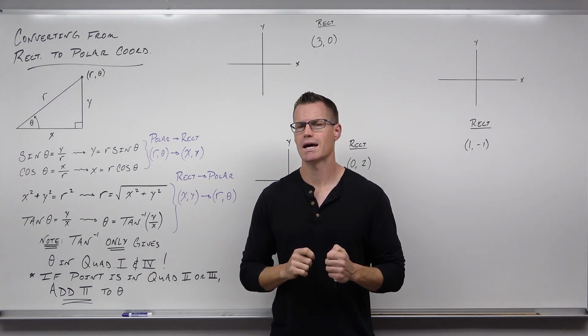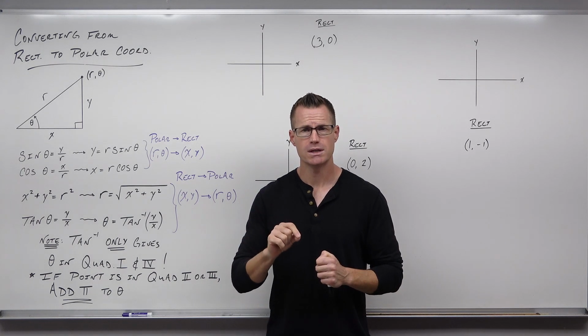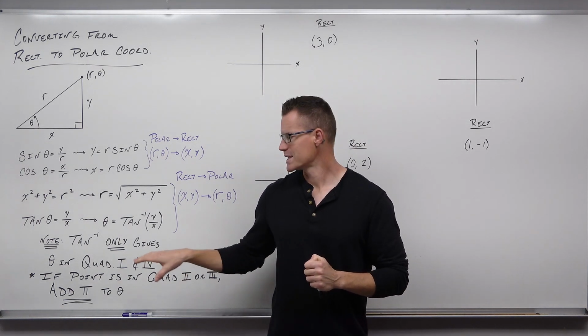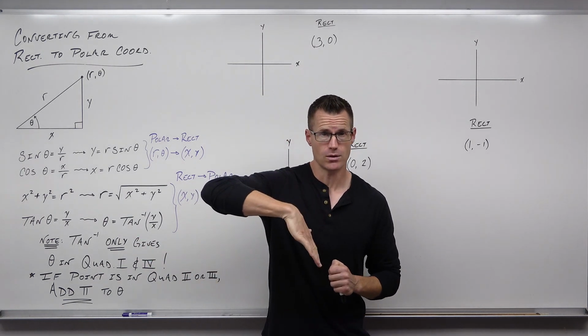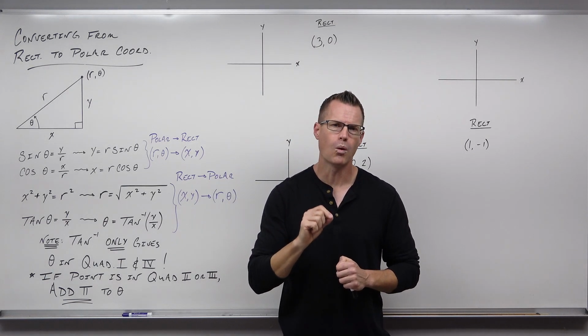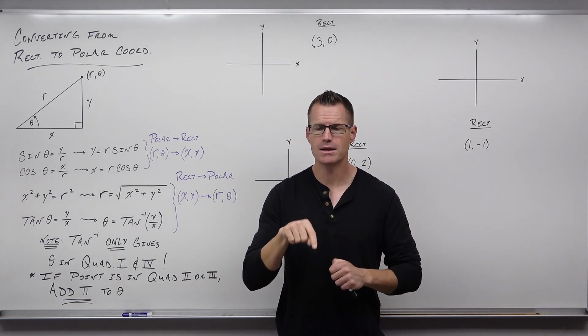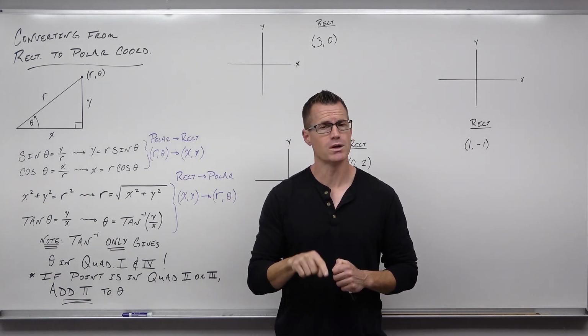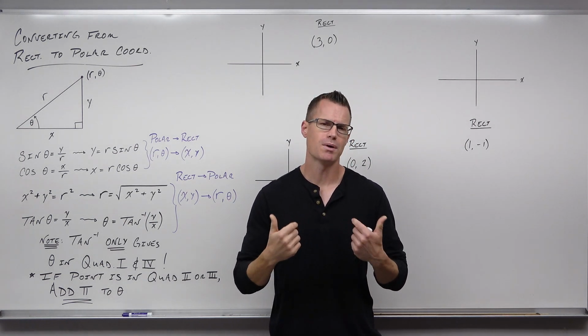I also said there's one more caveat. If you have a point in quadrant 4, your tangent inverse will give you a negative angle. It's how it works, from negative pi over 2 to pi over 2. It's going to give you a negative angle. If you don't want the negative angle, if you have to have a positive one, just add 2 pi. And it'll bring you right back to quadrant 4, but it'll be a positive angle.